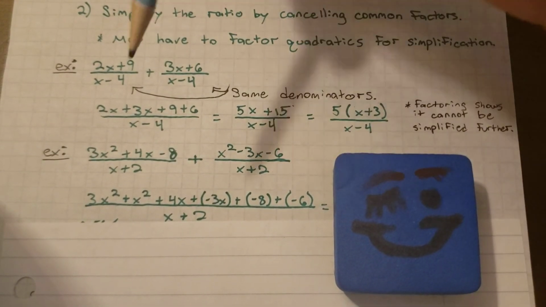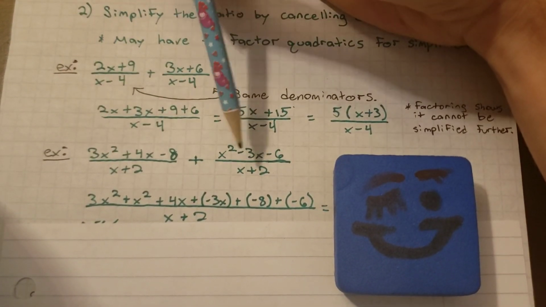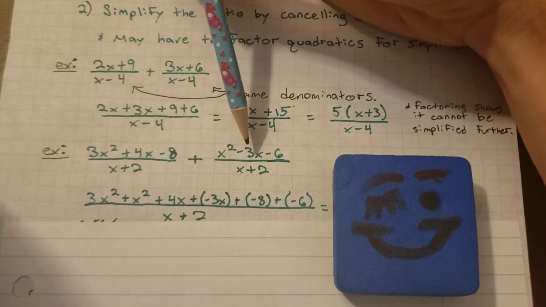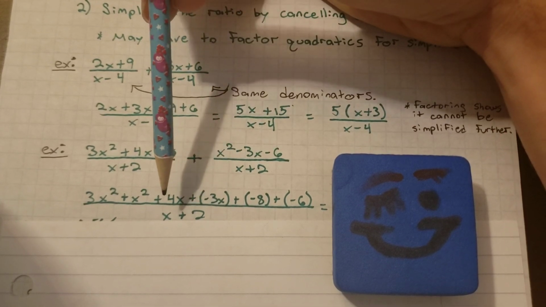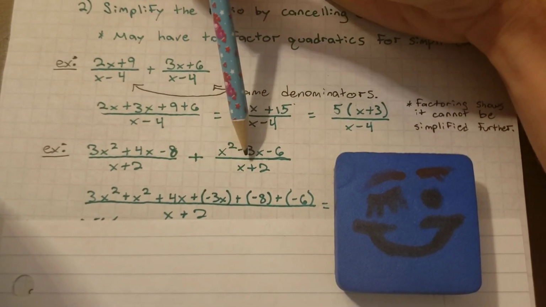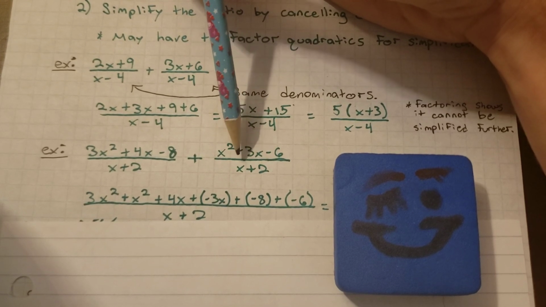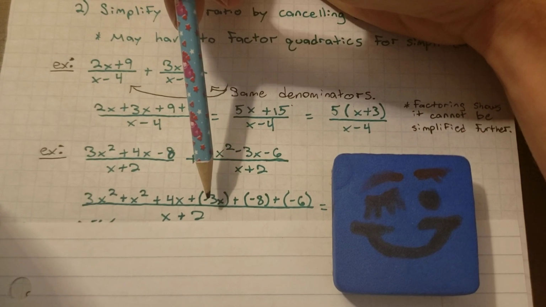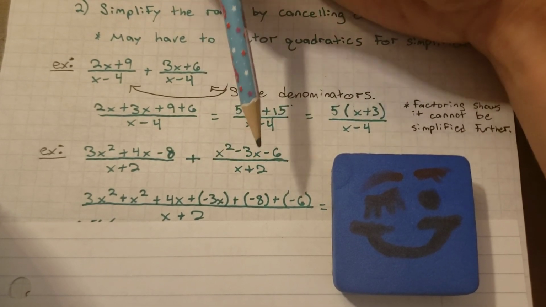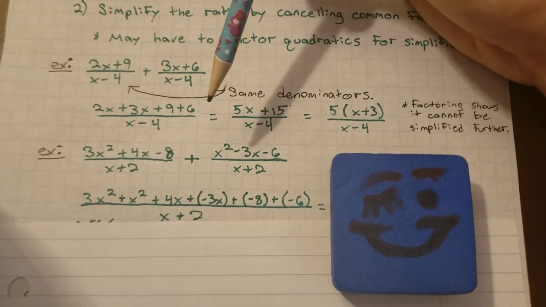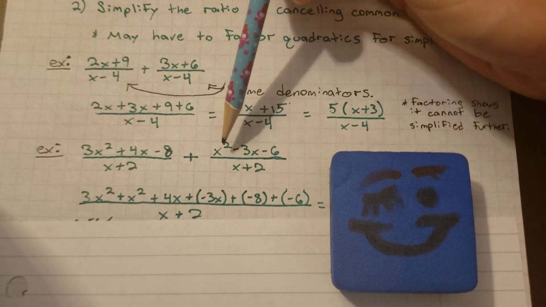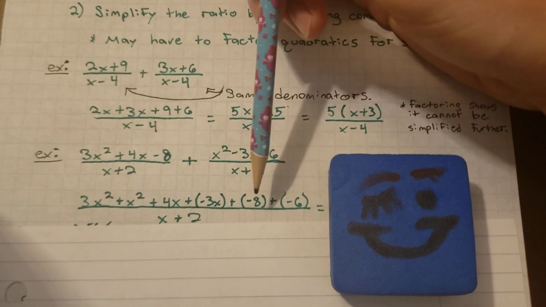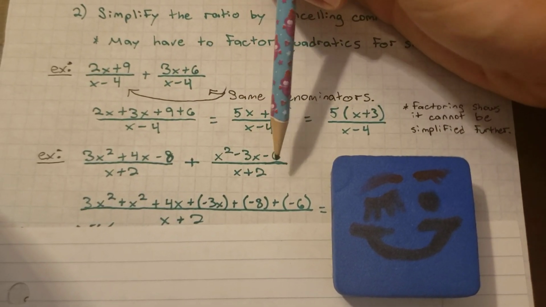So I've got my x squareds with my x squareds: 3x squared plus x squared. I've got my x's with my x. So what I'm doing here is I'm keeping this sign. I know it's negative, so I'm adding a -3. Again, I'm doing this just for clarification. I'm keeping my life easy. And then I'm going to add -8. I've got -8 here, plus -6.